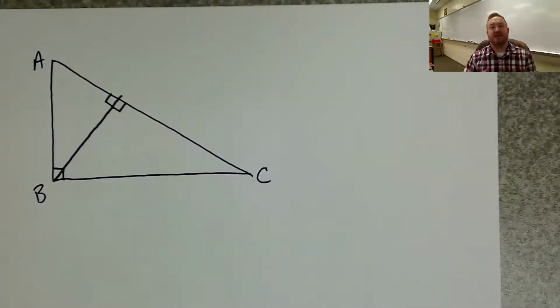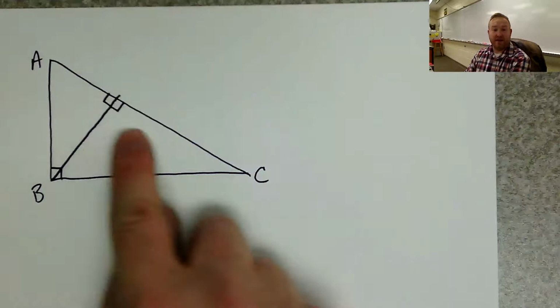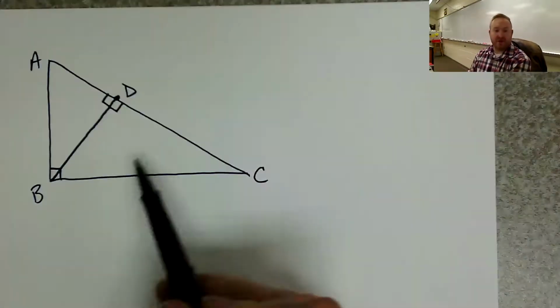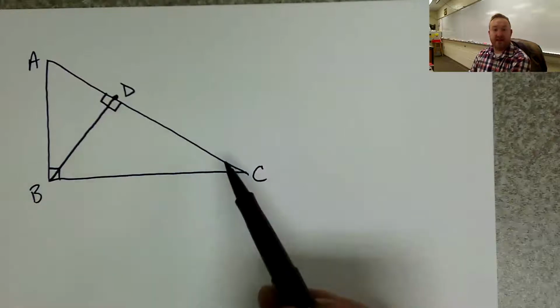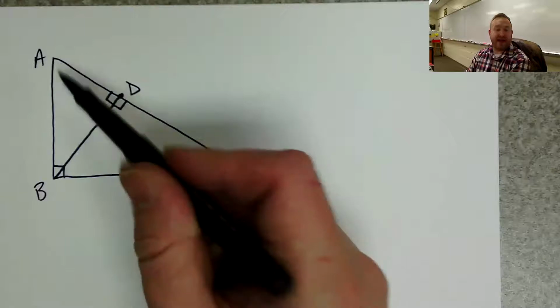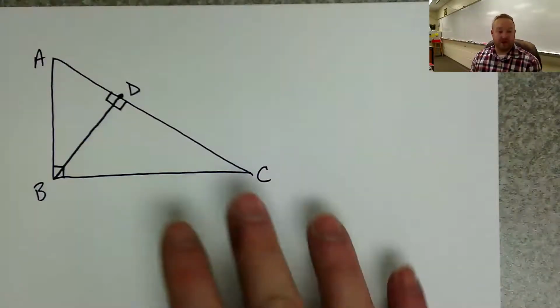Now, we've already discussed how this divides the big triangle into three similar triangles. You got the big triangle, which is Papa Bear. You got this triangle over here, and I guess I'll call this point D. So this would be triangle BDC. That would be our Mama Bear triangle. And then you got BDA as our Baby Bear triangle. And those three triangles are similar to each other.